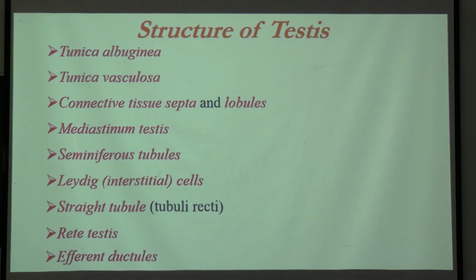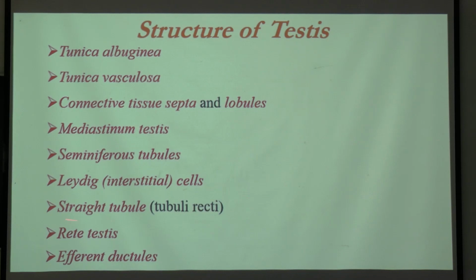These are the structures of the testis. The outermost fibrous covering is known as tunica albuginea, then tunica vasculosa. Then connective tissue septa divide the testis into lobules. There is the mediastinum testis, formed by a meshwork within which lies the rete testis. There are seminiferous tubules within the lobules, and in between the tubules there are interstitial cells of Leydig, which help in secretion of testosterone.